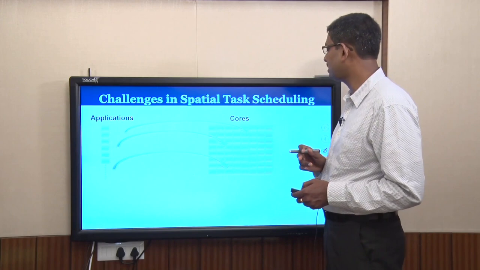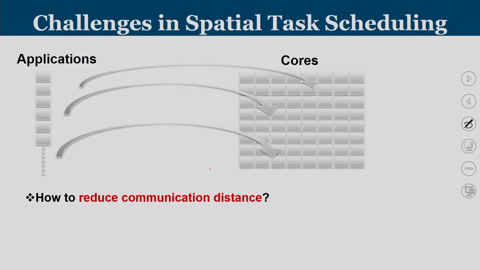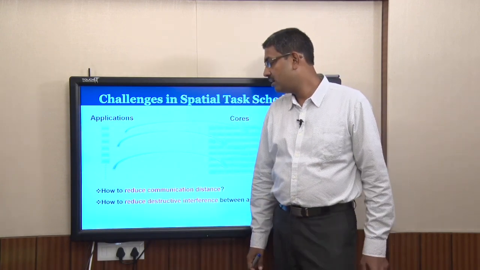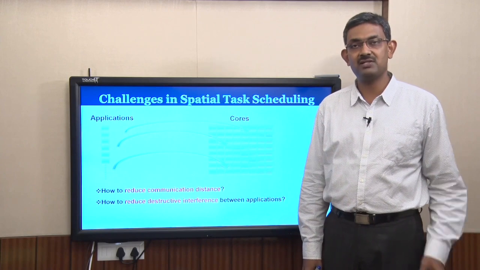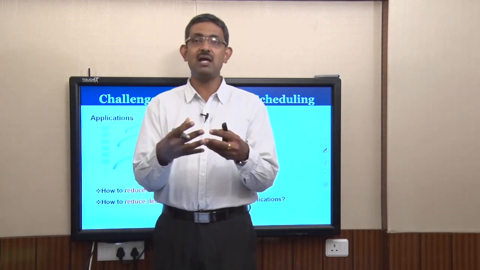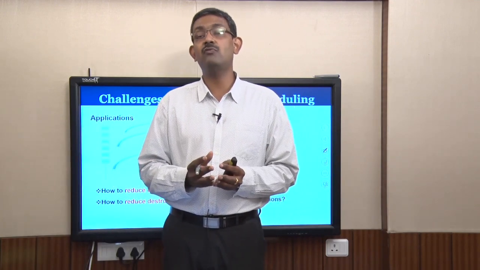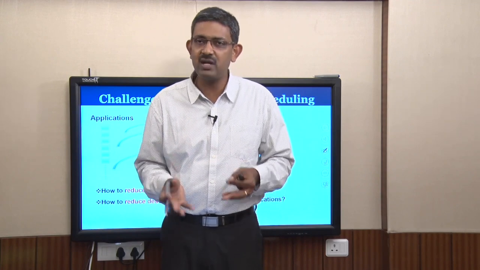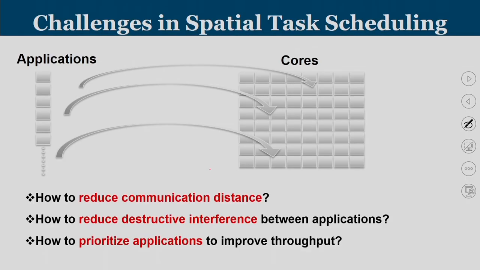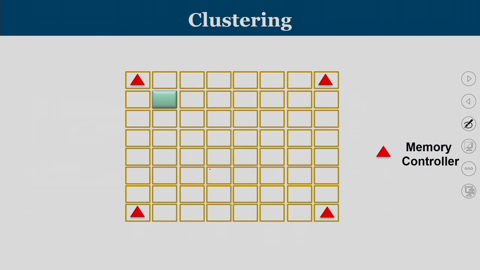So what are the challenges in spatial task scheduling? First, we have to find out how scheduling is going to impact the communication distance, and how it will reduce it. A tile is communicating with some other tile in the form of packets. Sometimes if you carefully schedule, then the communication distance can be reduced. Second, how to reduce destructive interference between applications? One application can impact some other application's packets, or packets from two different applications may reach the same junction and both may want the same output port. So one is going to stop the other. How can that be reduced? And third, how to prioritize applications to improve the throughput. So let us try to learn one by one.